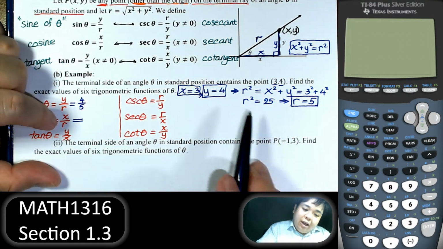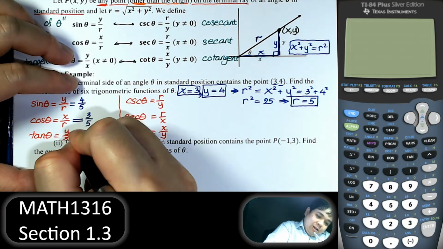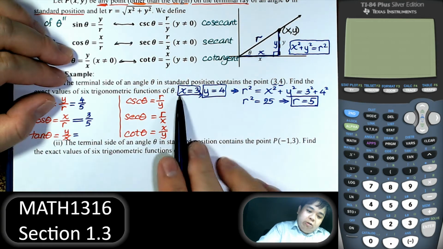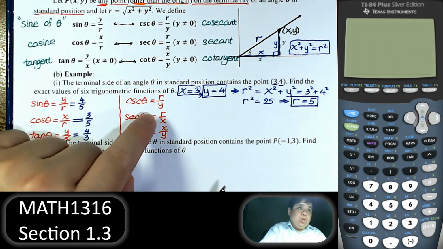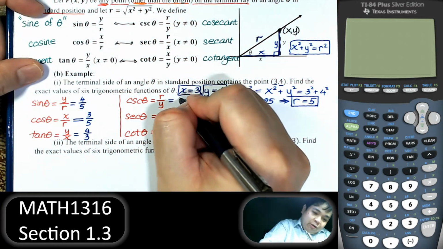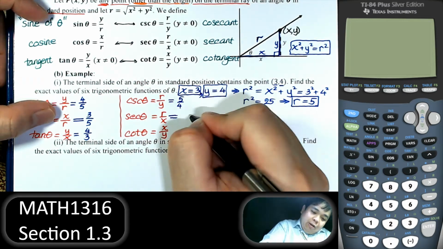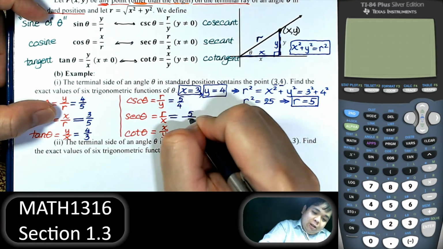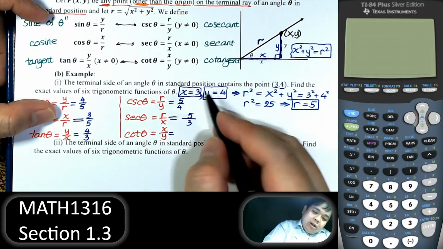Cosine is x over r. Tangent is y over x. And the cosecant is the reciprocal of sine, so we just flip it: 5 over 4. Secant is 5 over 3. And cotangent is x over y.